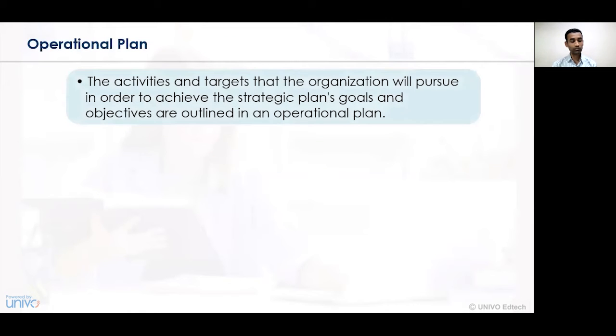Now let's see what we actually mean by operational plan. As we have seen earlier, the operational plan is the series of activities and targets the organization will pursue in order to achieve the strategic plans or goals. These strategic plans or goals are outlined in the operational plan. So the operational plan will give you a clear understanding of what the company or the department or the series of activities is aiming for.